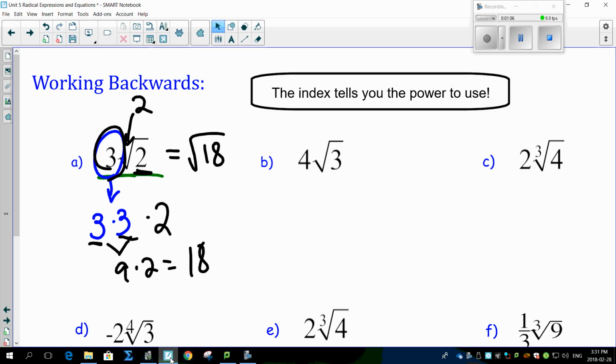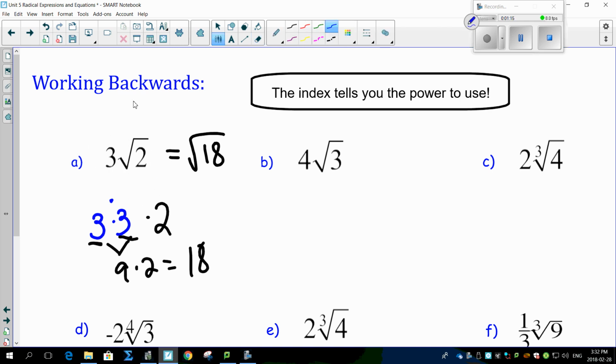Is there an easier way to remember this? Absolutely there is. Because remember, if you look back at this question here, you know and I know the index was 2. Well, look at that. If you look just at the index, this tells you 3 squared. 3 squared. There you go. That's how you get the number.